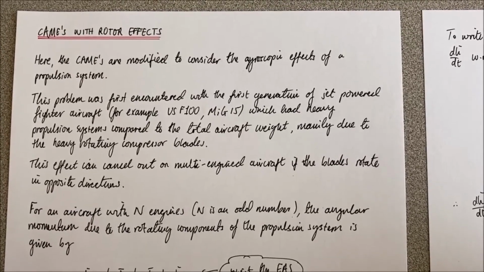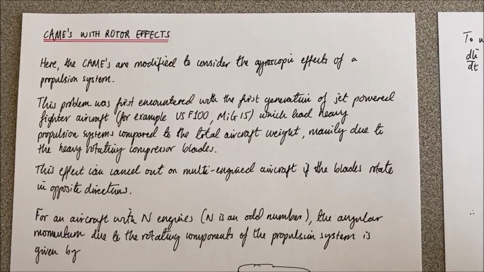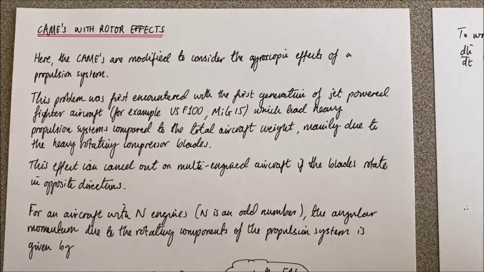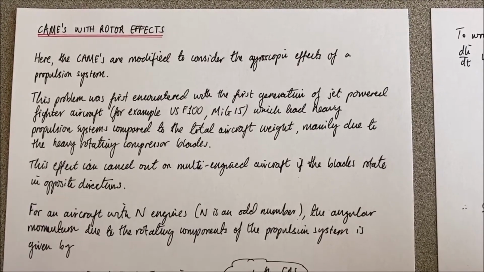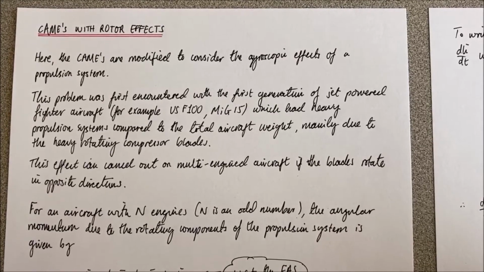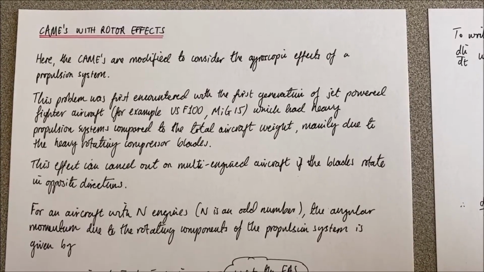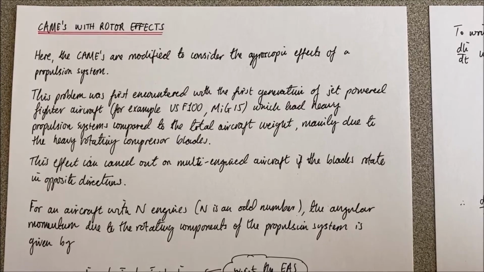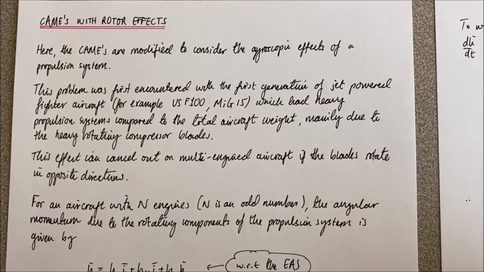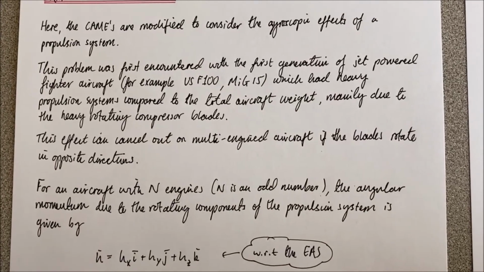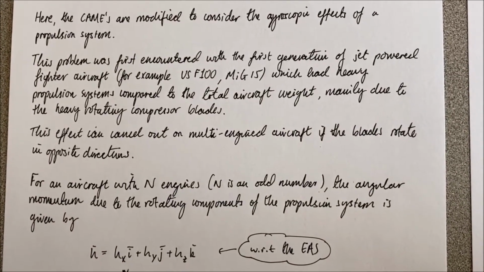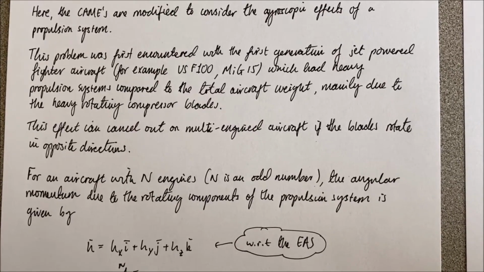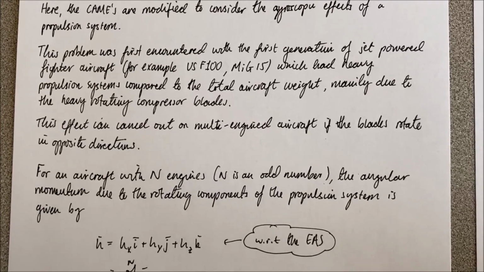So it was found that the propulsion systems of those aircraft gave a component of angular momentum that was not considered in the conservation of angular momentum equations, and therefore a little ad hoc modification to the conservation of angular momentum equations was required to take into account these effects. Now, it's worth noting as well that this effect can cancel out if you have multiple engines, so an even number of engines where the blades of the propulsion system rotate in opposite directions.